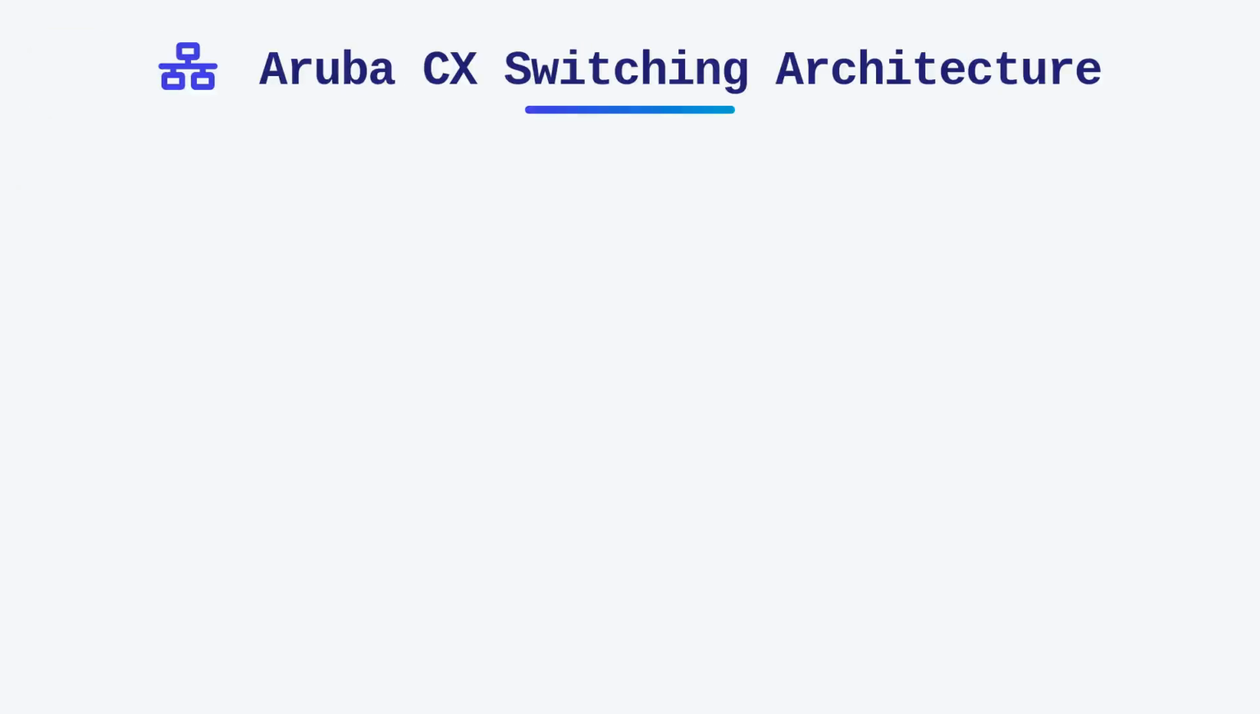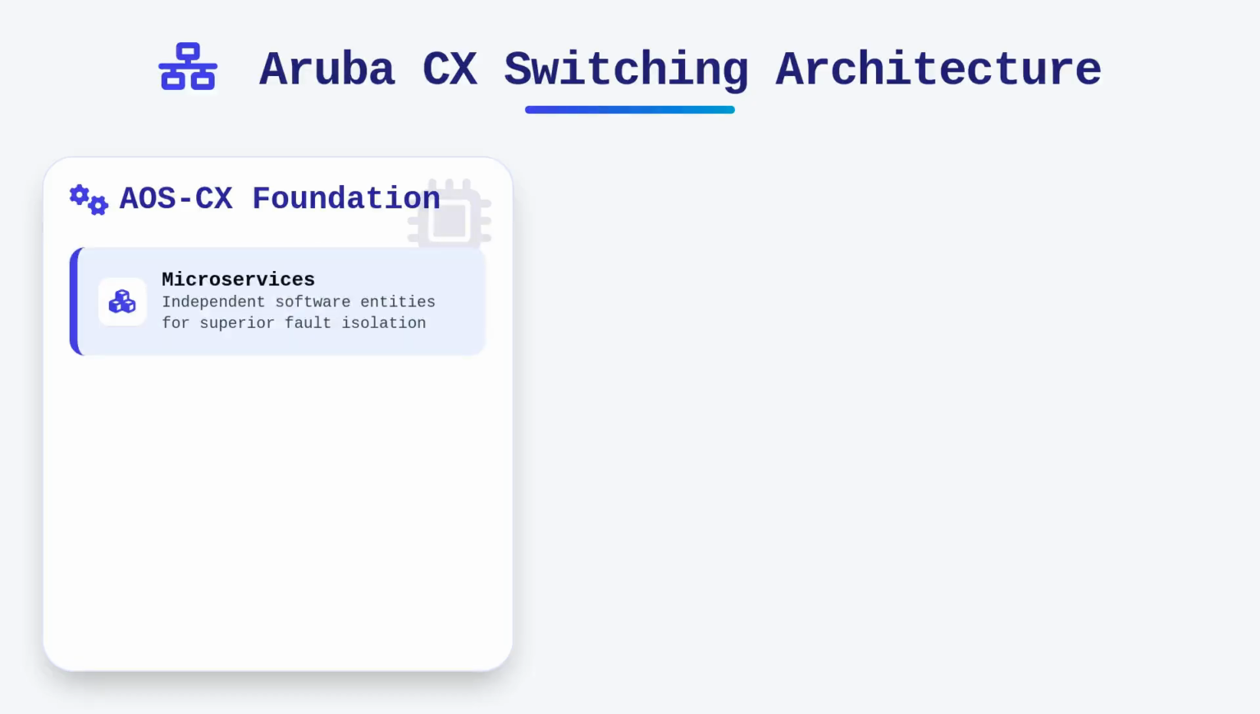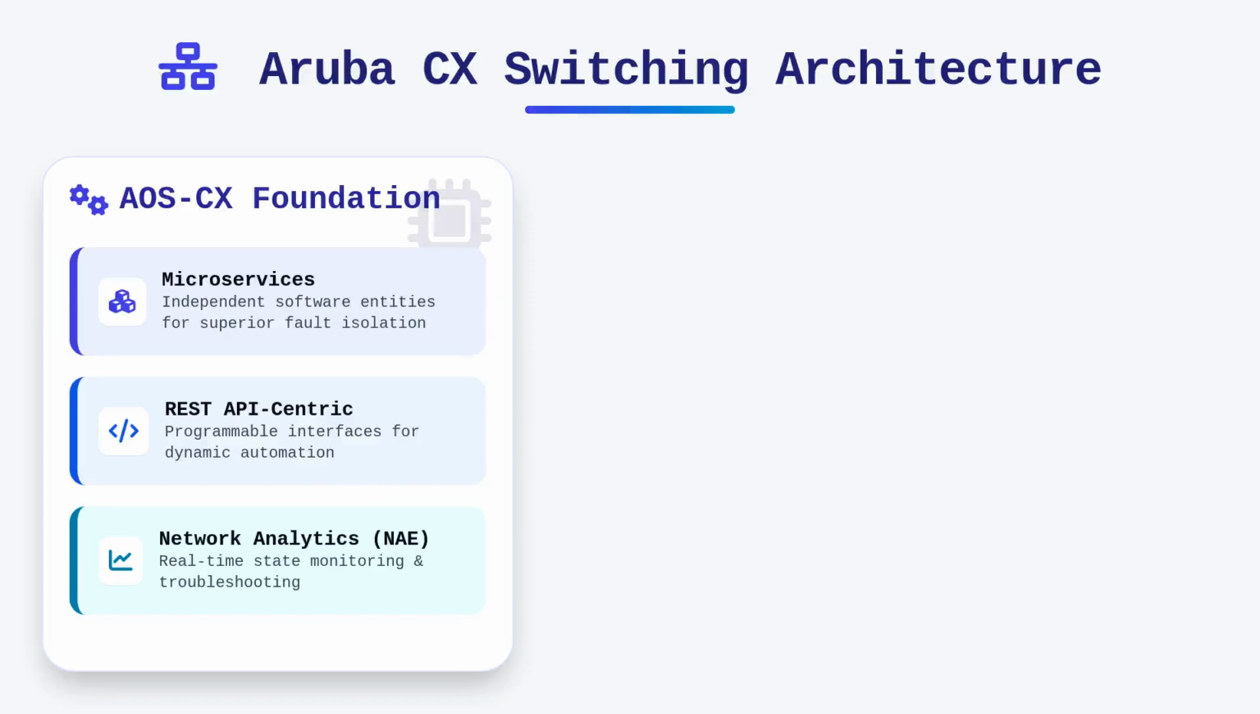Aruba CX switching platforms operate on a fundamentally different premise than legacy hardware, primarily due to the AOS CX operating system, which is built on a microservices-based architecture. This allows for a modular approach where every switch process runs as an independent software entity, significantly improving fault isolation and system stability. When designing hybrid cloud solutions, you must account for the fact that AOS CX supports a REST API-centric management model, replacing traditional management constraints with dynamic, programmable interfaces.